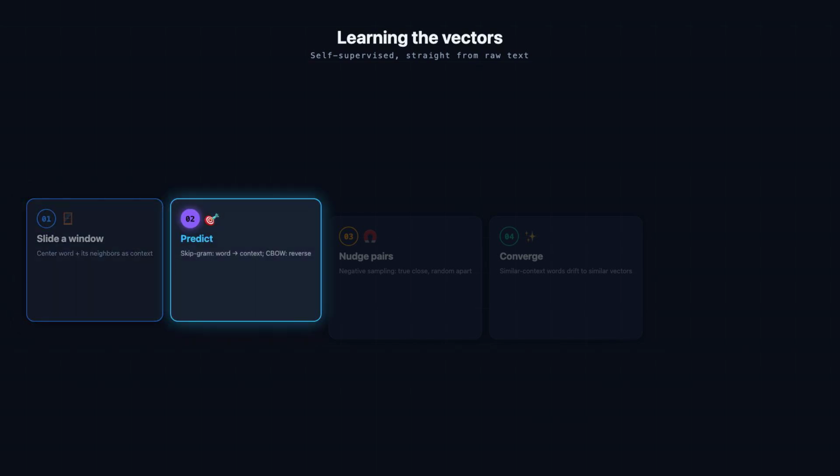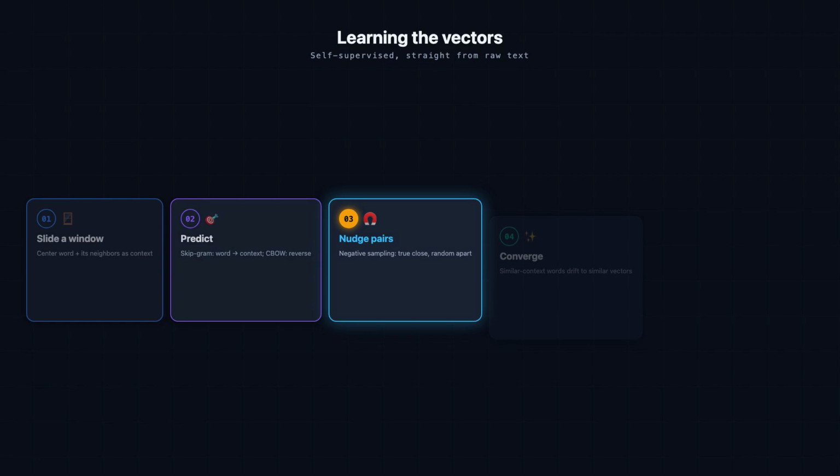Then set up a prediction game. In the skipgram version, you hand the model the center word and ask it to guess the surrounding context. CBOW does the reverse, using the context to guess the center word. Either way, the model is forced to encode what company a word tends to keep. Doing that over a huge vocabulary would be brutally slow, so Word2Vec uses a shortcut called negative sampling. It nudges each true word and context pair a little closer together, and pushes a few random, made-up pairs apart. Cheap, fast, and it scales to billions of words.